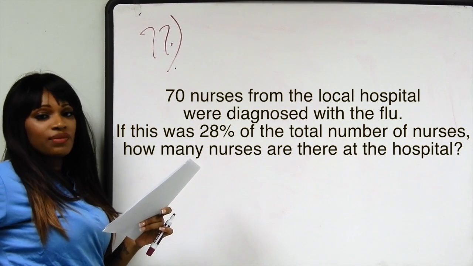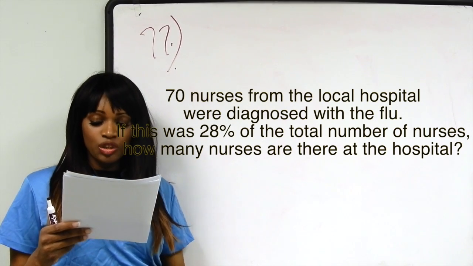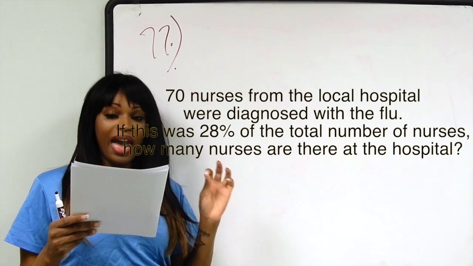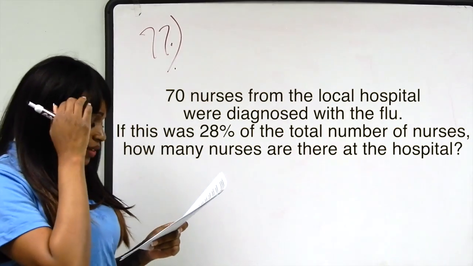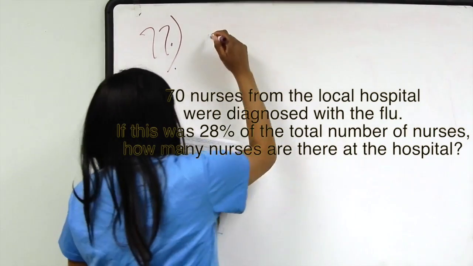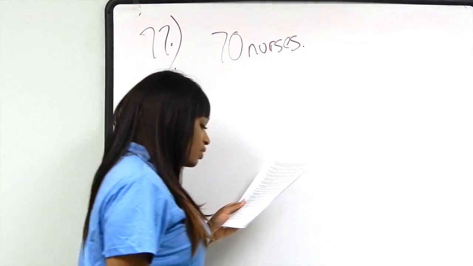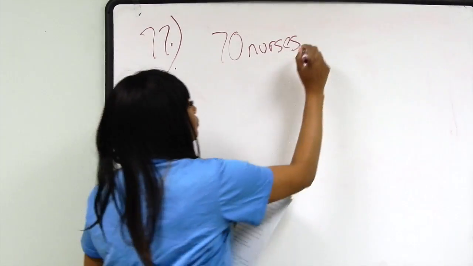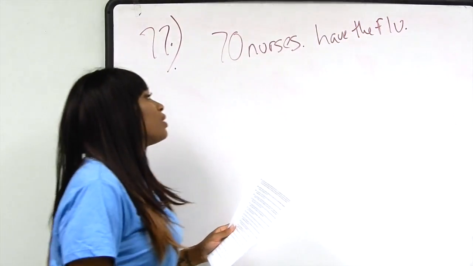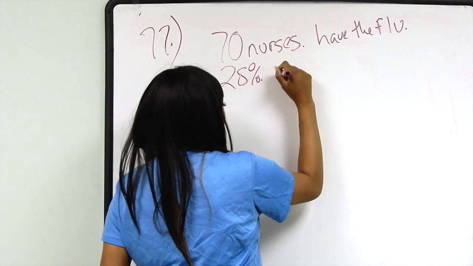77 on the Mathway 86 final review states, 70 nurses from the local hospital were diagnosed with the flu. If this was 28% of the total number of nurses, how many nurses are there at the hospital? So what we're looking for is the total number of nurses. We know that 70 nurses have the flu, and we know that the 70 nurses make up 28% of the total number.